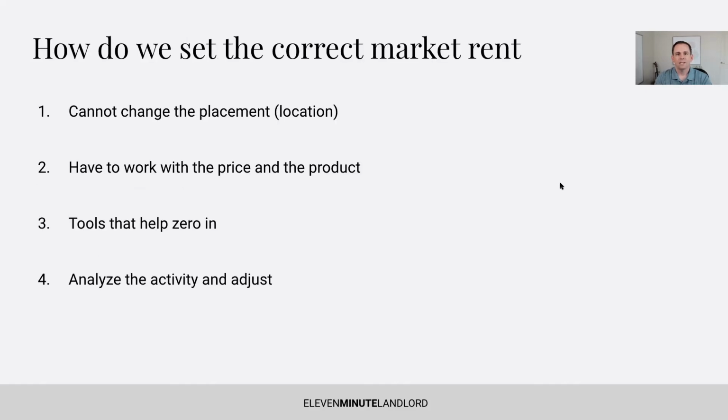Now, how do we go about setting the correct market rent? Well, again, we can't change the placement of the property, so we're going to have to work with the price and the product itself. There are some tools that help us zero in on what that market rate should be. And once we set an initial rate, we have to watch and analyze the activity, see what's happening with the traffic and the leasing activity, and then make adjustments from there.